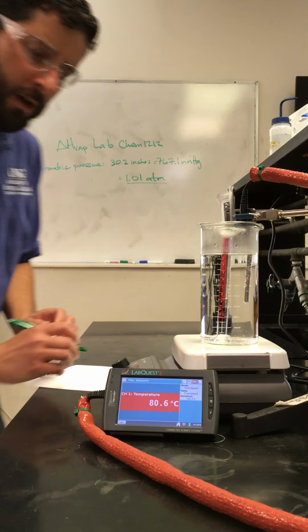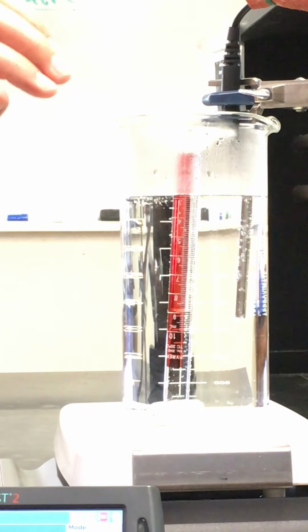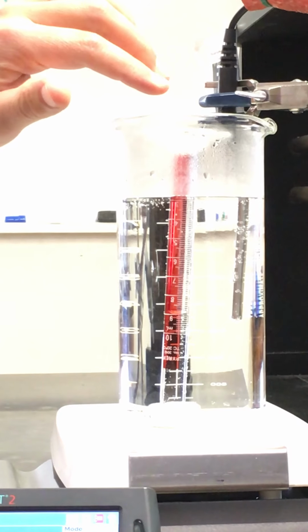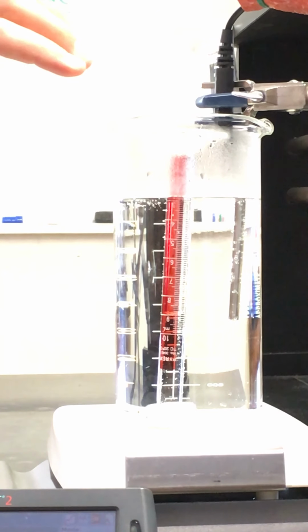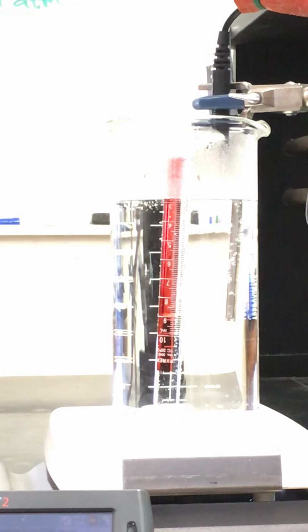I'm going to use this thermometer here, and our first measurement is going to be at 80.7 degrees Celsius, and we're going to read the volume in the graduated cylinder, and it looks like it is at nearly exactly 9, actually 9.0 milliliters.